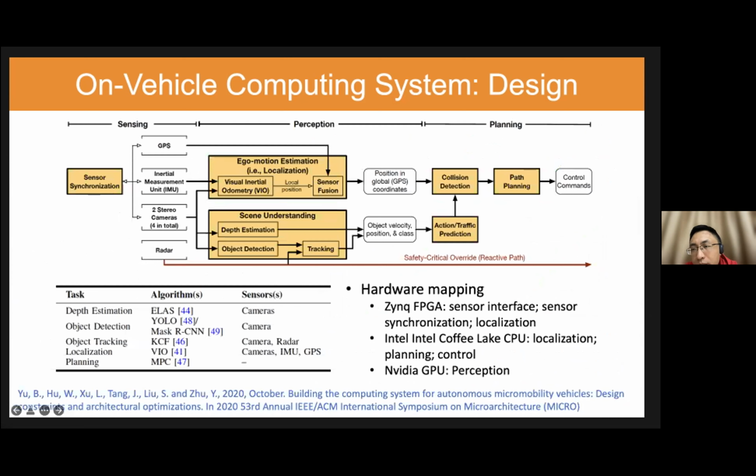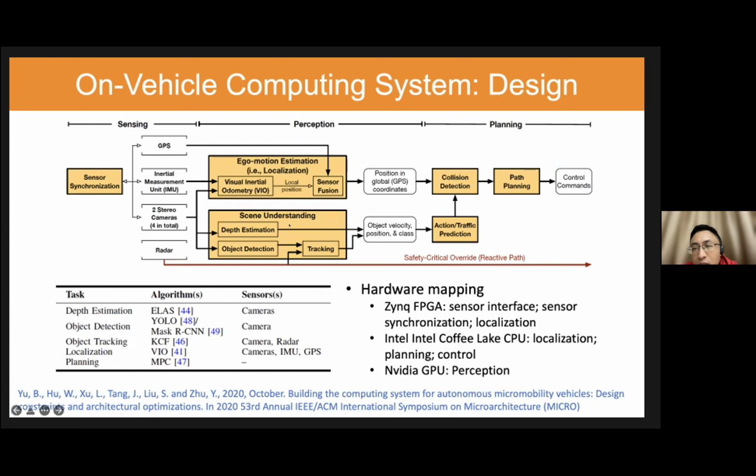Having these design considerations in mind, we designed our on-vehicle computing system, and the table lists the algorithms used for perception, localization, and planning tasks. We use a traditional stereo vision algorithm to estimate the depths, and use a deep neural network model to detect objects, and use VIO and GPS for localization, and use MPC for planning and control.